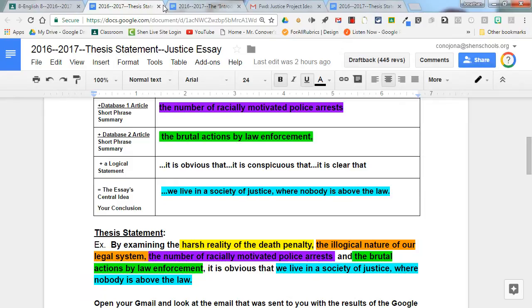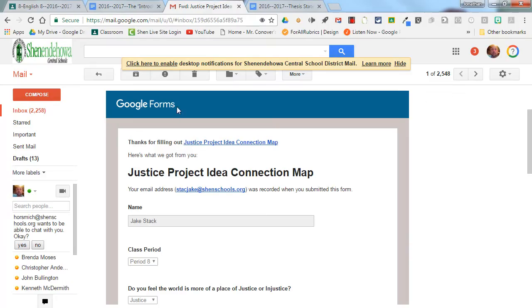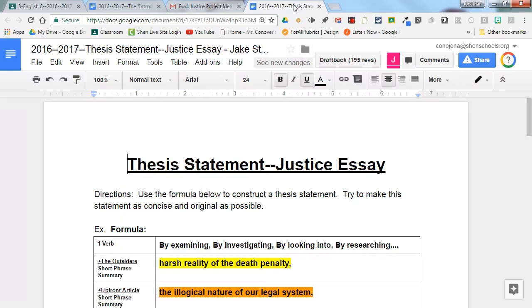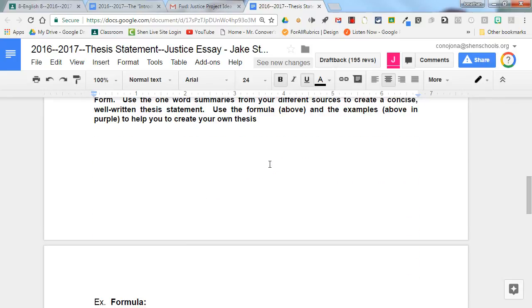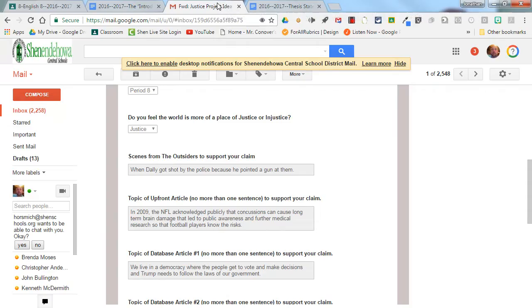All right, let's go. Let's see what my buddy Jake did here. Okay? So, we'll take his email. He said the scene where Dally got shot by police because he pointed a gun at them. So he summarized that in one word. Scroll down. He said, by examining over-criticism of police, he's going to talk about how the police were justified here, and that's something that we want to talk about. That police, sometimes we over-criticize them for doing their job.